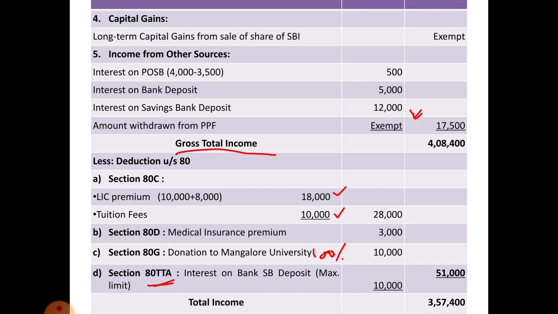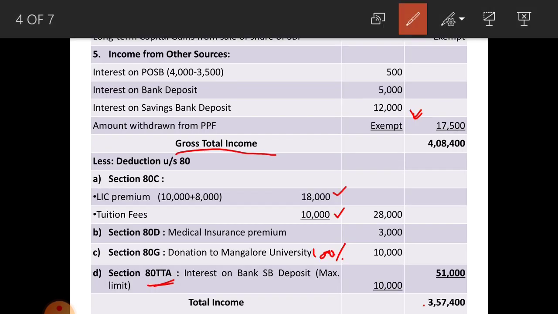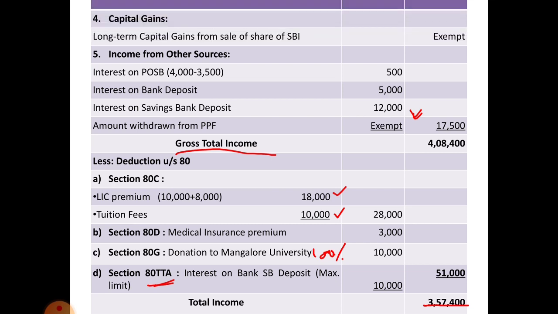On this total taxable income, you have to calculate tax liability. Here, this total taxable income is less than 5 lakhs. That is why rebate under section 87A of rupees 12,500 is applicable. That is, the maximum limit of 12,500 rebate is applicable to him because the total income is less than 5 lakhs.